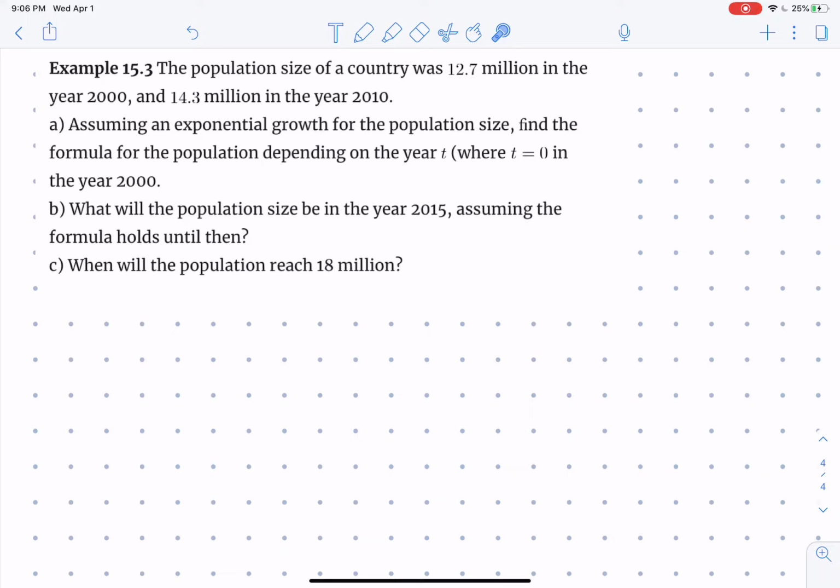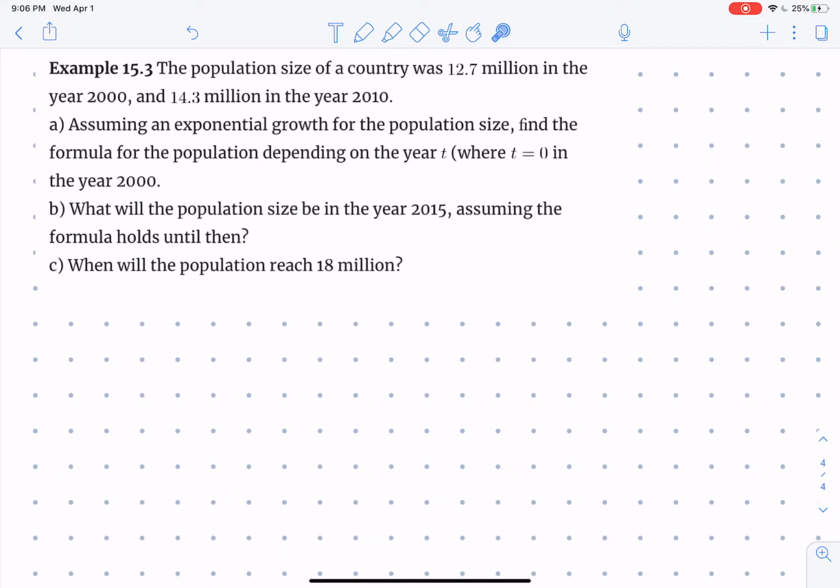Basically, the example is about population, and population is a natural real-life application of exponential functions, at least initially. The reason is that, as I said in the previous video, an exponential function has this character, which is that the bigger it is, the faster it grows. The rate of growth is proportional to the size.